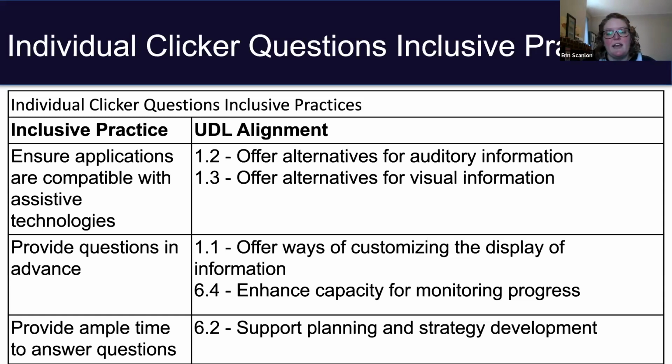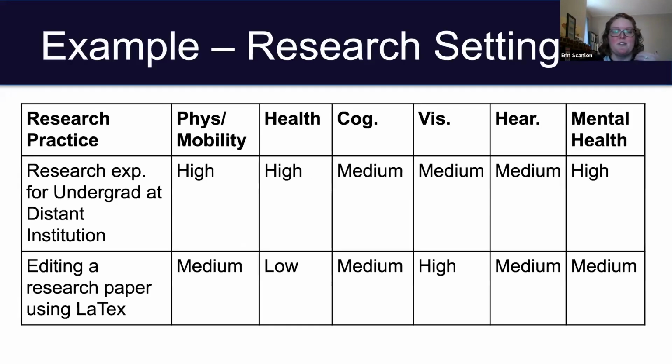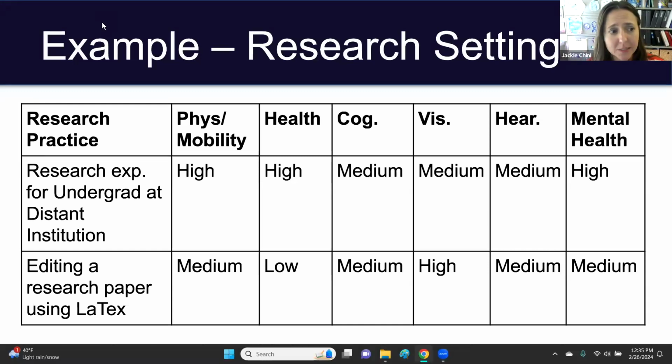In addition to looking at the instructional environment, we also wanted to provide a few examples of what this could look like in the research environment. So I'm going to turn it over to Jackie to talk about this example. Thanks, Erin. So yeah, just like we did with teaching, we have taken two research practices and thought about how those might load on the different dimensions of ability.